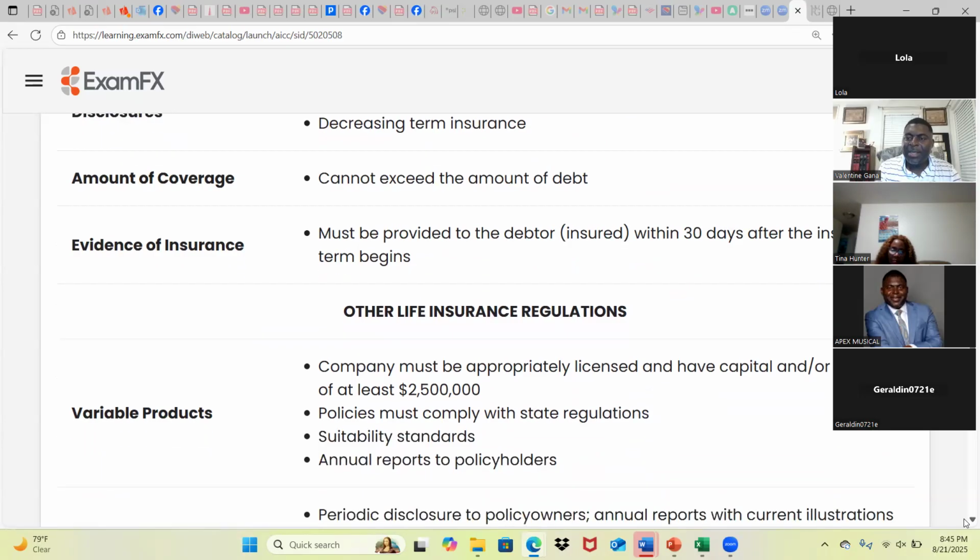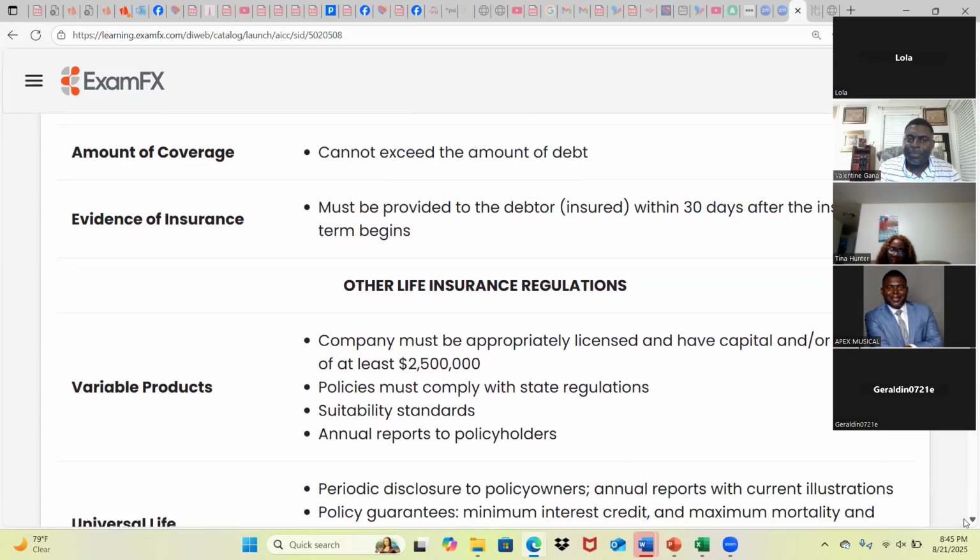Amount of coverage cannot exceed the amount of the debt. Evidence of insurability or evidence of insurance must be provided to the debtor insured within 30 days after the insurance term begins.